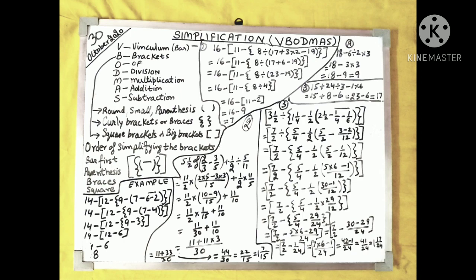In the first step I am writing 17 plus 3 into 2 minus 19. So 3 into 2 is equal to 6. So we write 17 plus 6 minus 19. Next we are writing 23 minus 19 which gives us 4. So 8 divided by 4 we get 2 and 11 minus 2 is 9 and finally we get 16 minus 9 is equal to 7.